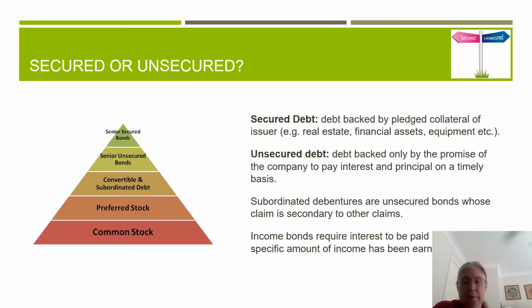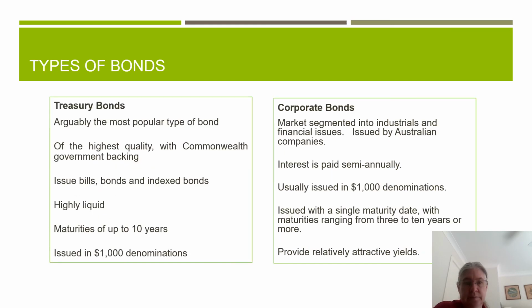Then we've got income bonds. They require interest to be paid only after a specific amount of income has been earned. Now we're looking at different types of treasury bonds. They're the ones we've talked about. We use them for our risk-free rate, very popular, high AAA quality. The government's backing it, so very liquid. You can sell them on the secondary market. Their maturity is up to 10 years and they have face values of $1,000.